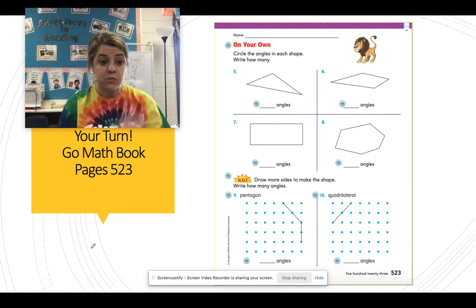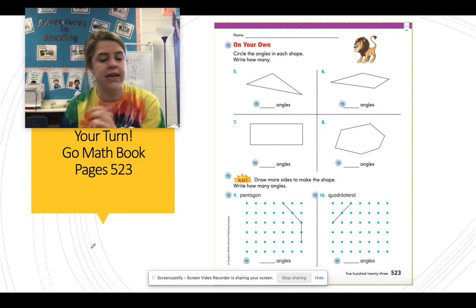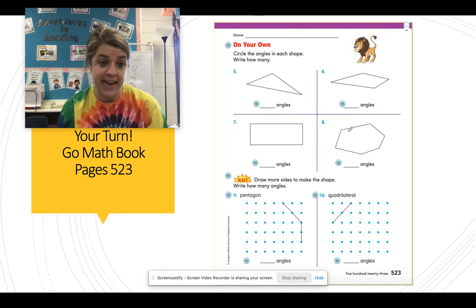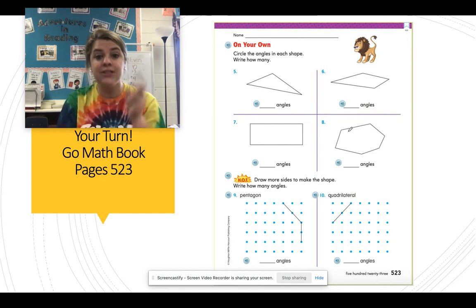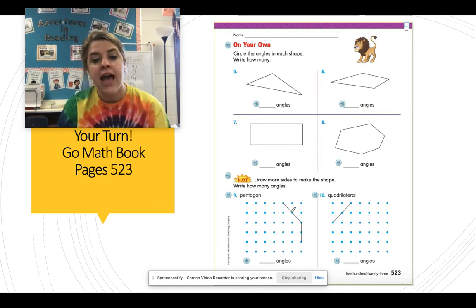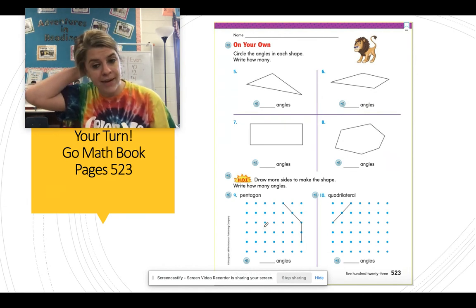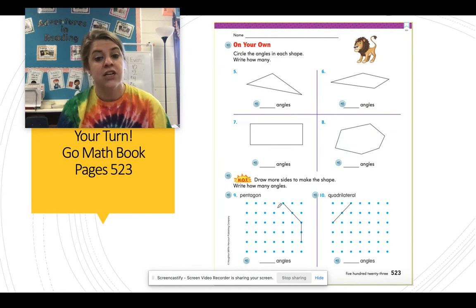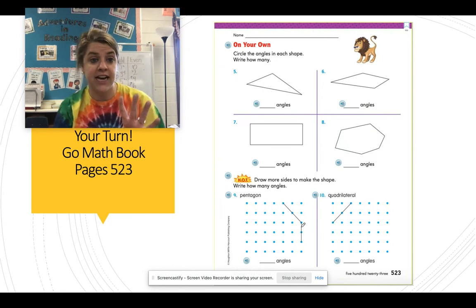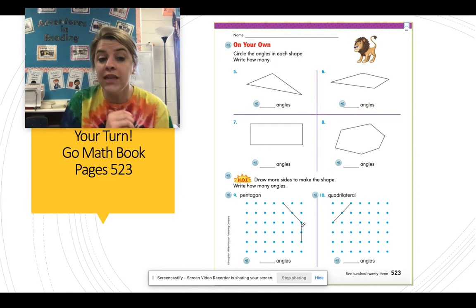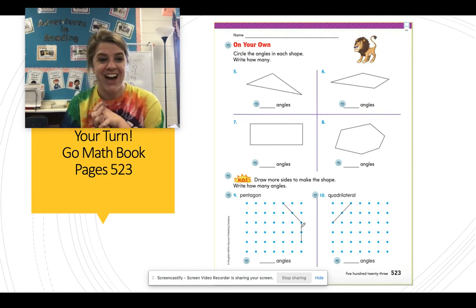All right, now it is your turn. You're going to look at the very next page, page 523. You are going to complete problem 5, 6, 7, and 8. Circle the angles and then count them and then write how many. And then down here, you're going to get to draw some different lines, but you're going to make a pentagon and a quadrilateral, okay? So we know that a pentagon has to have 5 sides. A quadrilateral has to have 4. So you can make it any shape you want, but it can only have that number of lines. All right? Have a good time, and I can't wait to see your work.